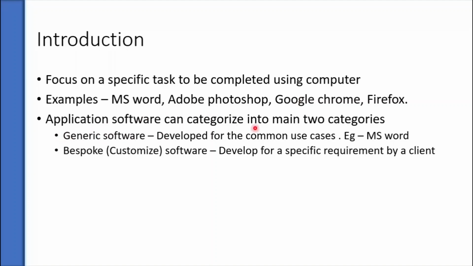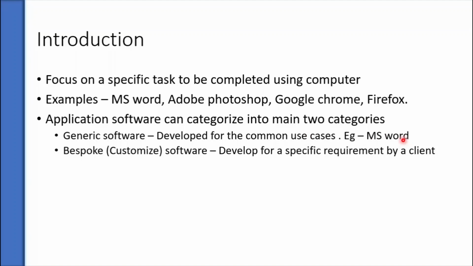Now, application software can be categorized into mainly two categories. The first one is generic software. What do you mean by generic software? It is software that is developed for common use cases. That means for the development purpose, there is no specific end user, but commonly everyone. An example is Microsoft Word.